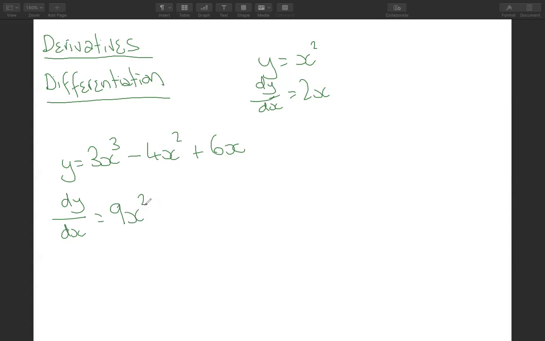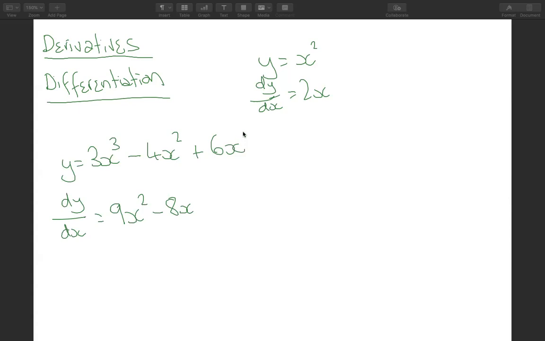I'm going to do the exact same thing for every term. So here I bring the 2 down here and multiply it by this number. So I've now got 8. And then I subtract this number by 1. So I don't need to write 1 though, do I? So this is just 8x.